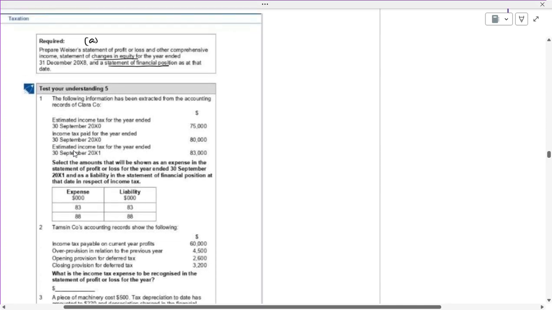Yeah, doctor. The following information has been extracted from the accounting records. Estimated income tax, how much? 75,000. Income tax paid during the year is how much? 80,000. See, you have estimated 75, but you paid 80. Means you have made an under provision or over provision?